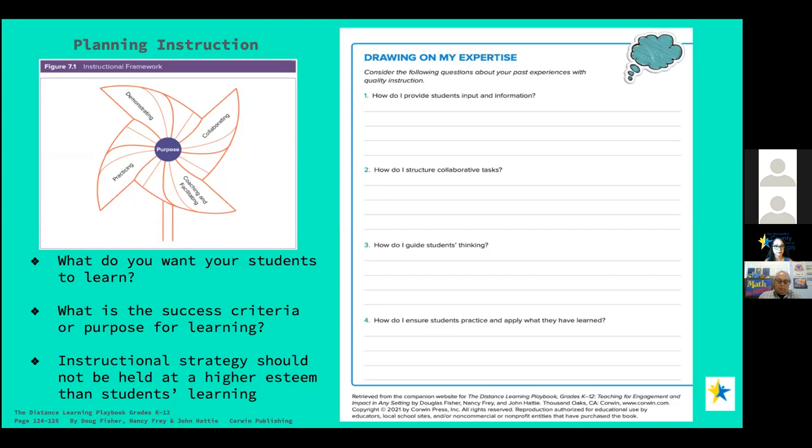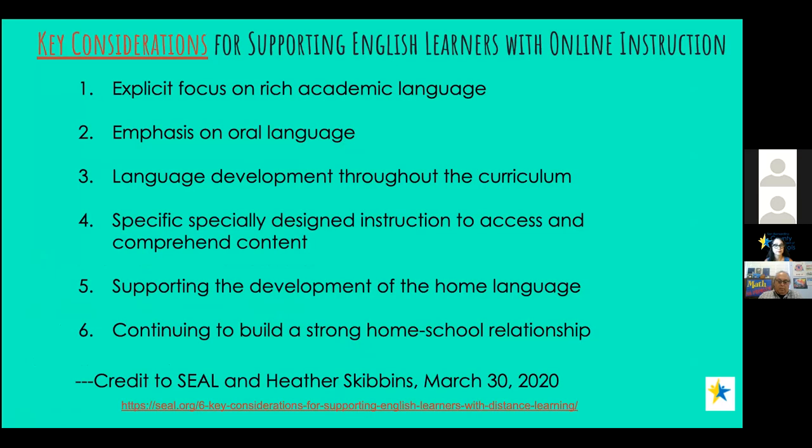Our next slide there. So the key considerations for supporting English learners and online instruction. Wanted to give thanks to the Sobrato Early Academic Language Model, SEAL, and Heather Skivens for sharing this wonderful resource. And you can click on the link on the slide if you want to read it in detail. We did conduct a webinar back in April that addressed all of these in detail.